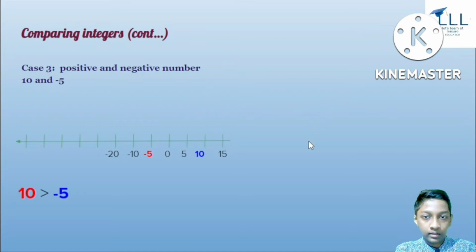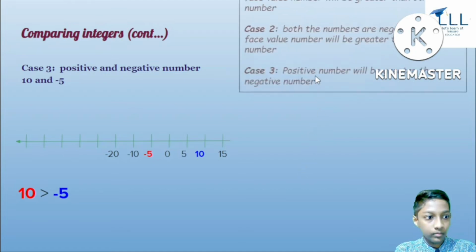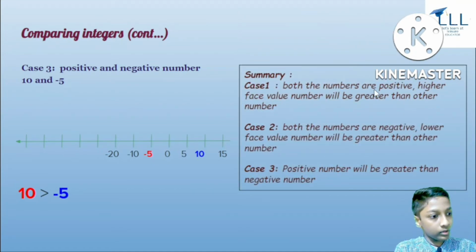Now let's see the summary of the cases. In case 1, we'll get both the numbers as positive. The number which has the higher face value will be greater than the other number. In case 2, we'll get both the numbers as negative. The lower the face value, the greater the number.